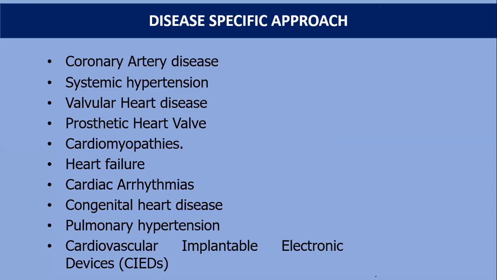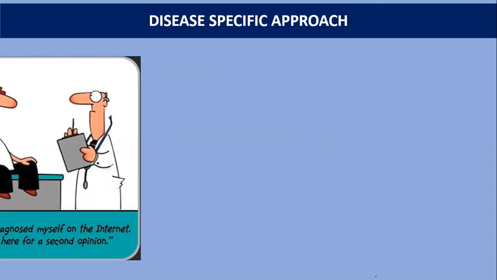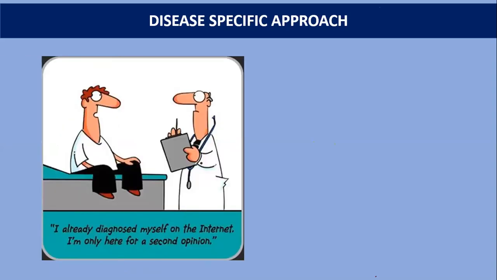Because nowadays, with digitalization, everybody has internet and goes through the internet and sees different disease patterns. They will go through the papers and they will ask you several questions. So if you face a situation where the patient comes to your chamber or hospital office and says, I already diagnosed myself on the internet, I am only here for a second opinion, then what can you do?